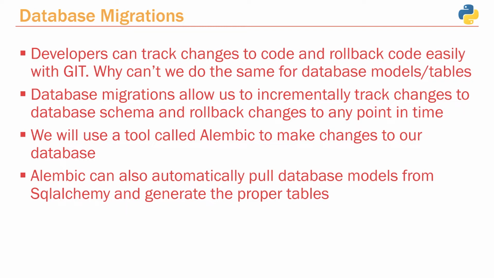And so as we go through our project, we keep adding new tables and new features. A database migration tool is going to allow us to track those changes. And so if we ever want to go back to a specific point in time so that we can troubleshoot code at that point in time, it's so easy. It's just one simple command and it's going to automatically update our database so that the schema matches what it was at that specific point in time. And so the tool that we're going to use, like I mentioned, is going to be Alembic. And what's great about Alembic is that it can also automatically pull all of our SQLAlchemy models and generate the proper tables based off of them.